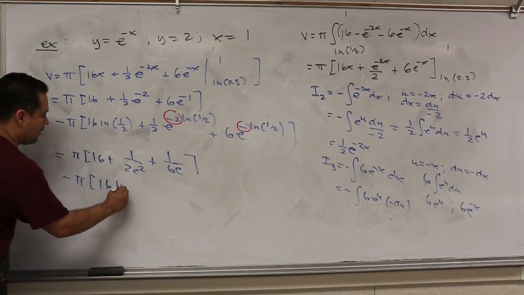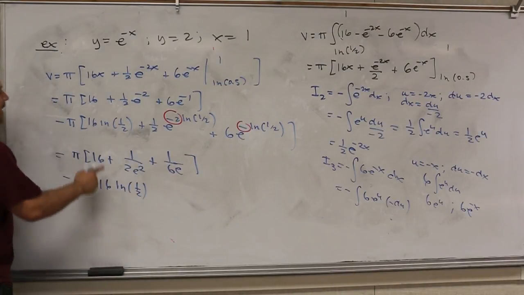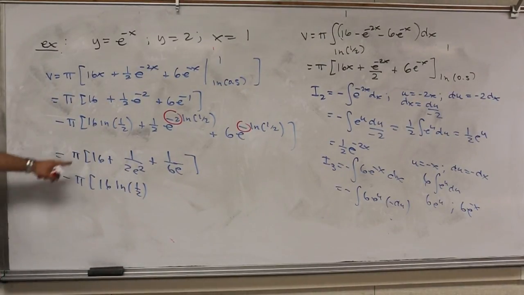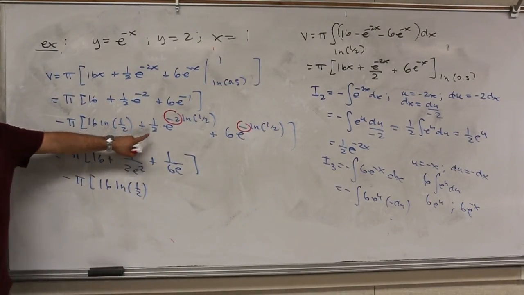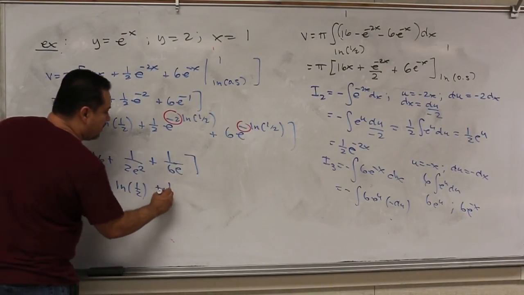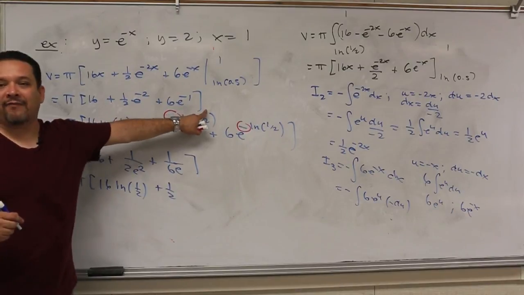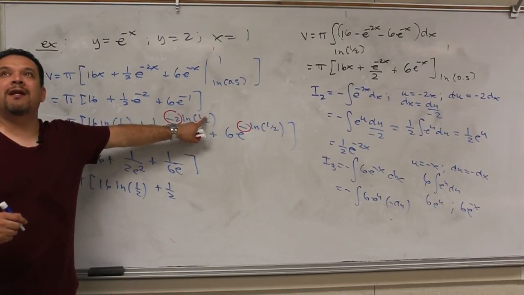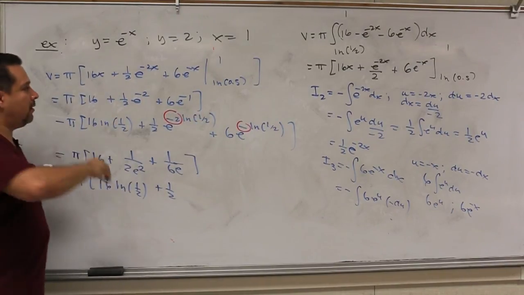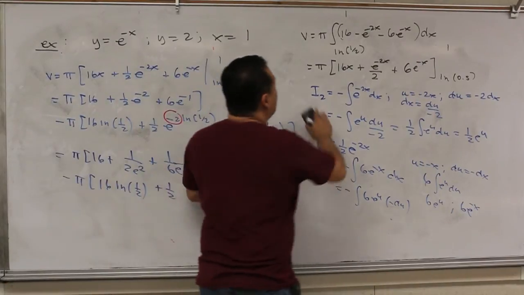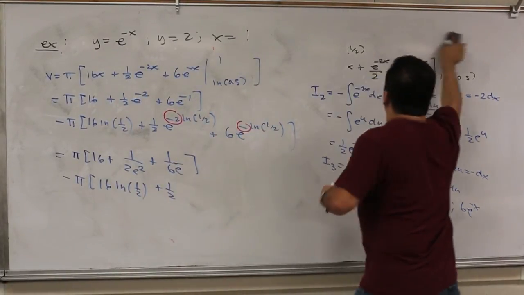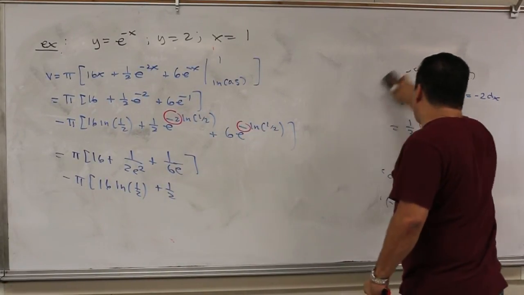16. Natural log of 1 half. Let's keep this here for now. Here's what I want to focus on. Plus 1 half. That is a power for 1 half now by power rule. So 1 half to the negative 2 power, I'll get rid of this. 1 half to the negative 2 power, what happens now?